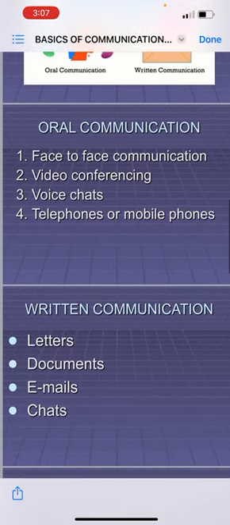In written communication, there are letters, documents, emails, chats. With written communication, we usually convey our message to the other person formally, with proof. Written communication is mostly used in colleges, offices and companies.